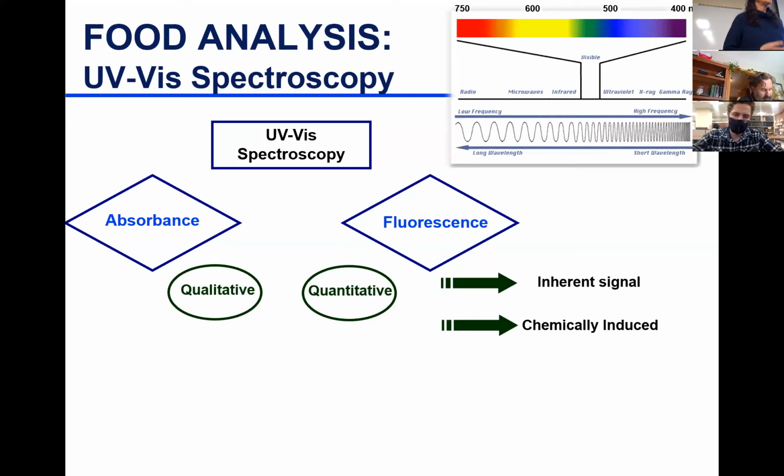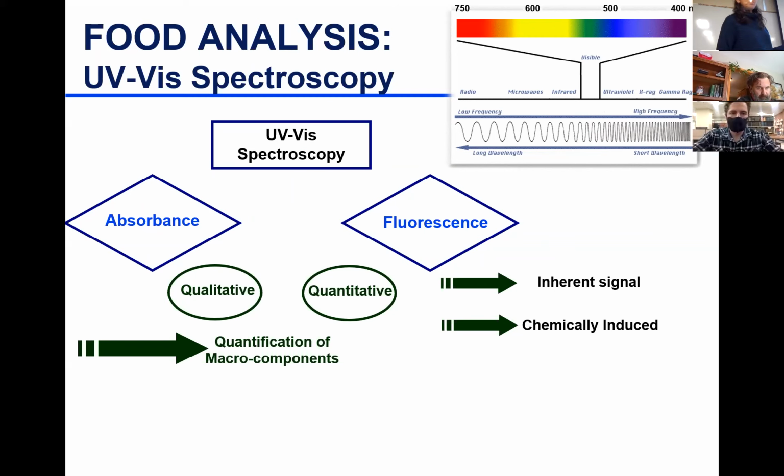That means it does not absorb light, like sugars, for example, carbohydrates in general. They don't absorb light. Can we make them absorb light? We can change them chemically to result in a component that has a linear relationship with our analyte and can absorb light. So this, for example, would be for quantification of macro components.